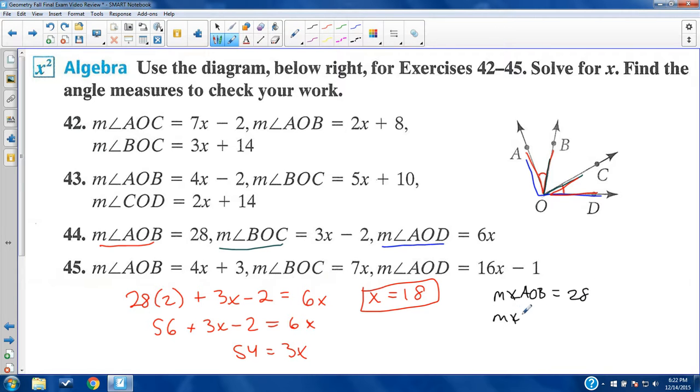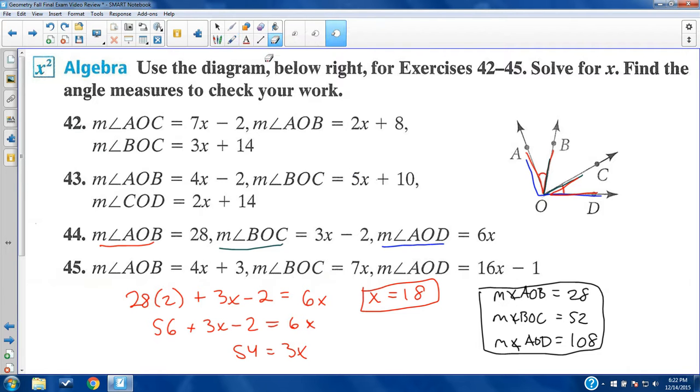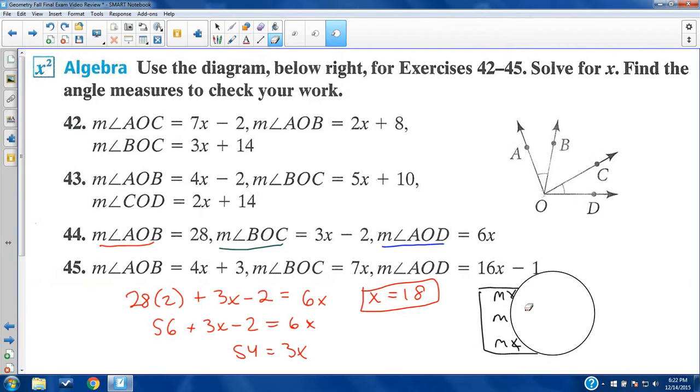Measure of angle BOC is 18 times 3, which is 54, minus 2, which is 52. And then the measure of angle AOD, you could either do 6 times 18, or you could do 28 plus 52, which should give you 108 either way. And that is number 44. So going on to 45 now.